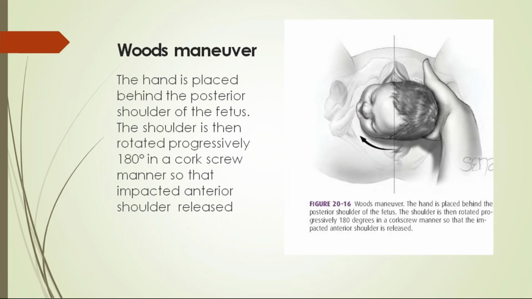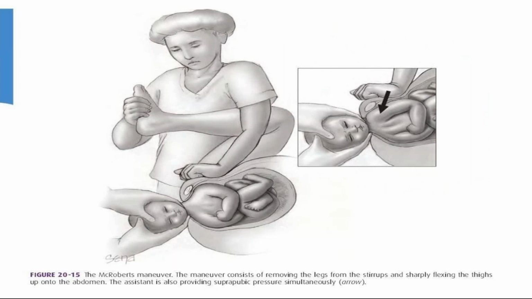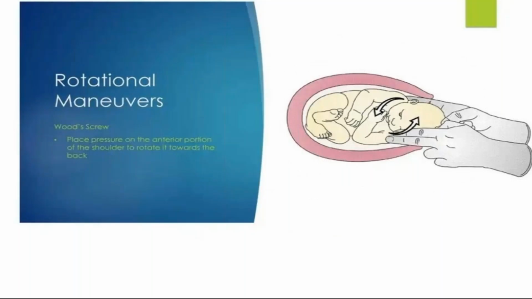Next comes the Wood's maneuver. The hand is placed beneath the posterior shoulder of the fetus. The fetus is then rotated progressively 180 degrees in a corkscrew manner, so that the impacted anterior shoulder is released. This is easy to say, but very difficult to do. To move an impacted shoulder with two fingers is very hard. It is very rarely practiced. Most often we'll do McRoberts maneuver.